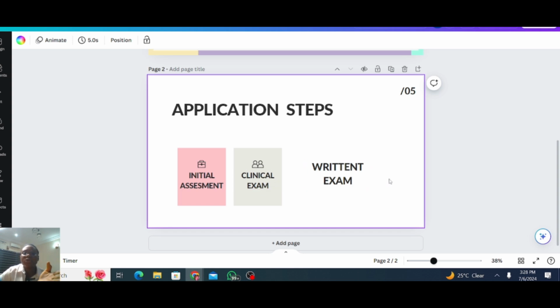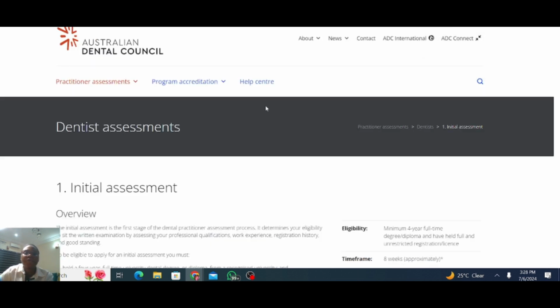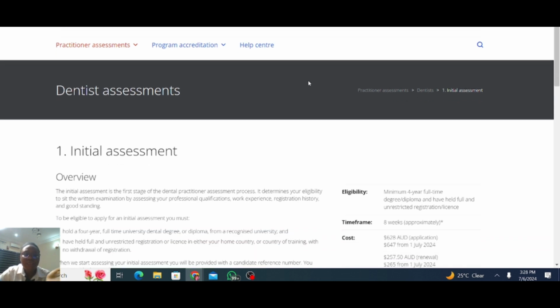Don't worry, I'm going to be showing you step by step procedure on how you can apply for all these things, all the requirements you need. So let's go right away. This is the official website of the Australian Dental Council. Now, if you come to this official website and you don't know how to go about it, you're going to get confused because every detail about it is so confusing. So I'm going to break it down for you in this video. Don't worry about it, just stick around.